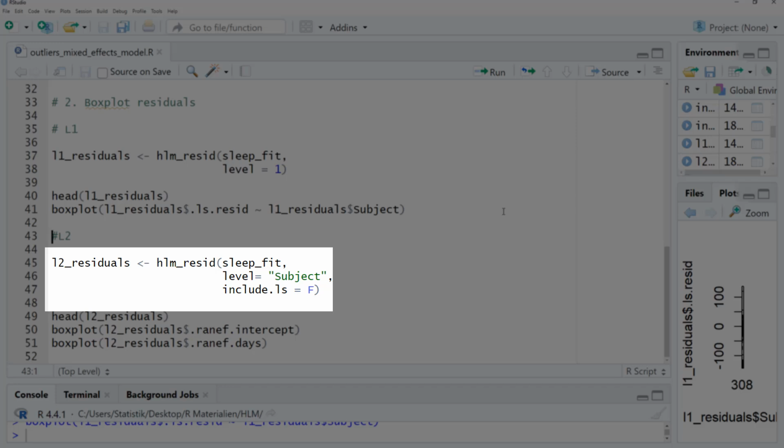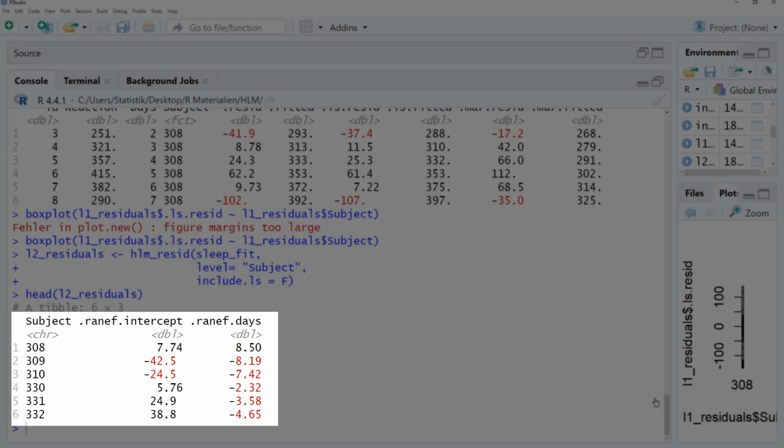Level, again, we can't use 2, we have to put in the name of the grouping variable. And for the level 2 residuals, least square doesn't make that much sense, so I don't want to get them here. Here are the level 2 residuals, separately for the random effect intercept and the random effect days, that is the random slope of days. And for those two we can request box plots.